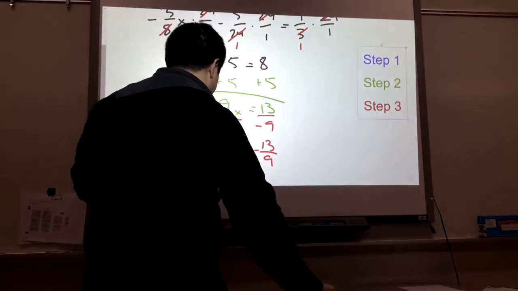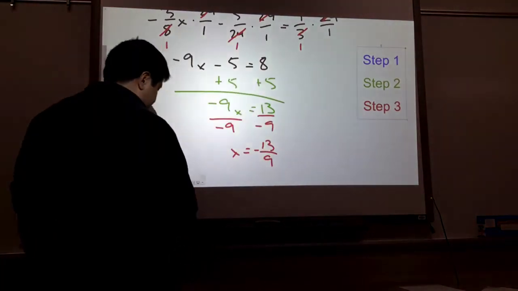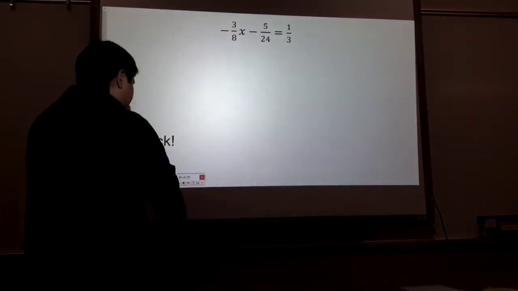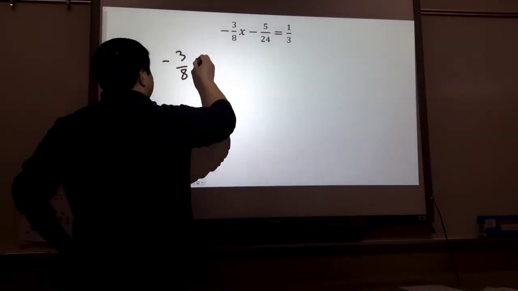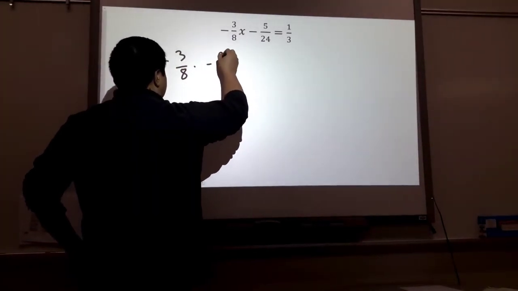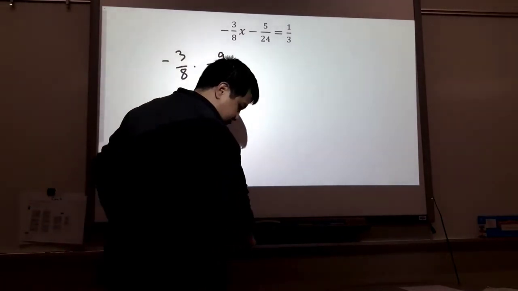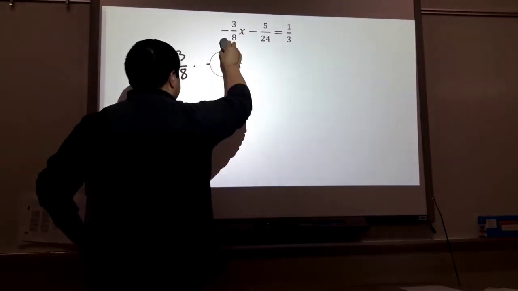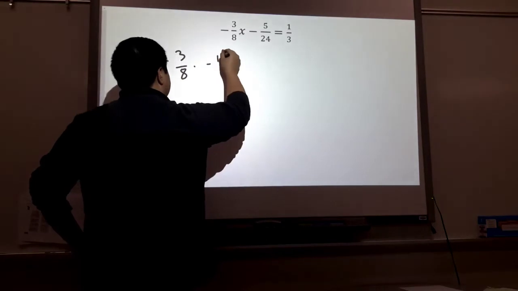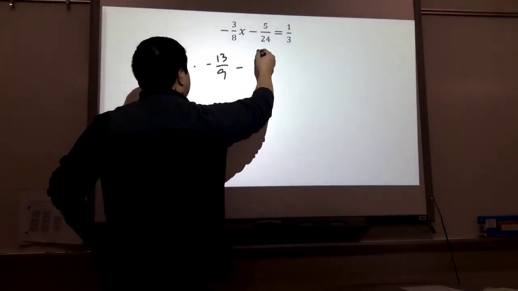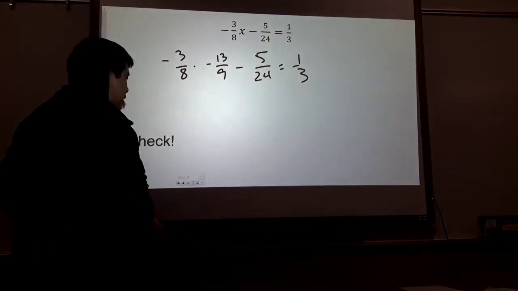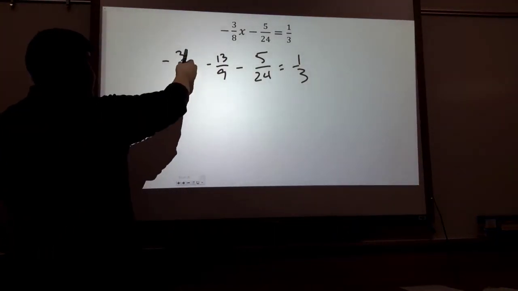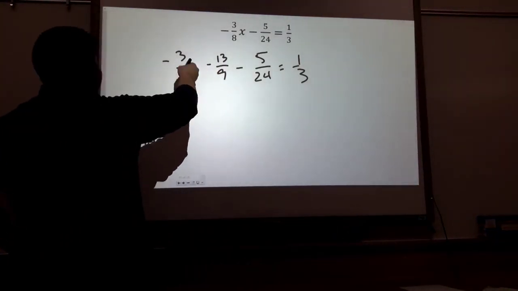Let's check it. We do negative 3/8 times negative 13/9, excuse me, 13/9, minus 5/24 equals 1/3, hopefully. We can cross cancel. This is going to be a positive answer because negative times a negative is a positive.